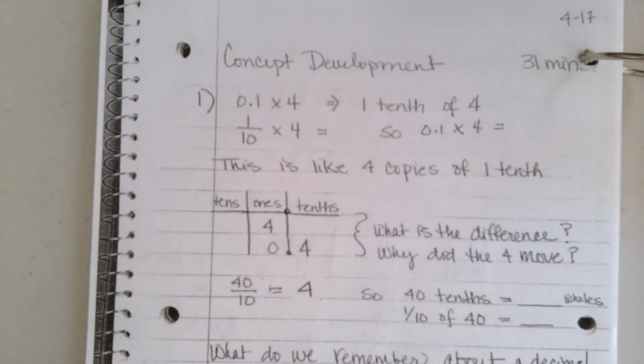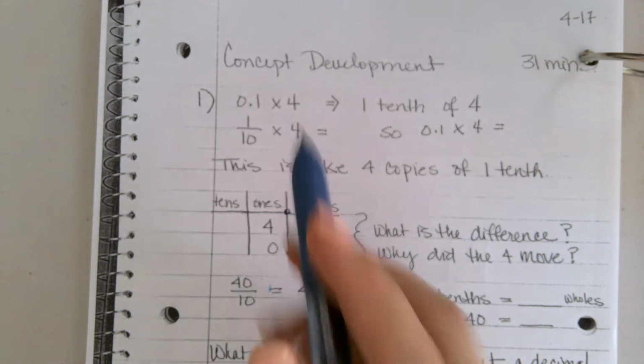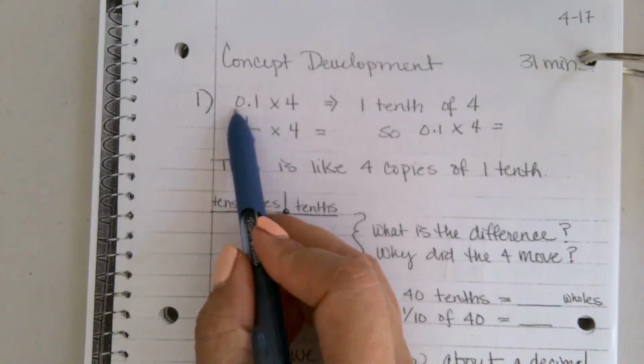Let's go through the concept development together, which is the lecture, the lesson. Our objective in this lesson is to relate decimal and fraction multiplication. So we're going to make a connection between decimal and fraction multiplication. Let's begin with this problem right here.